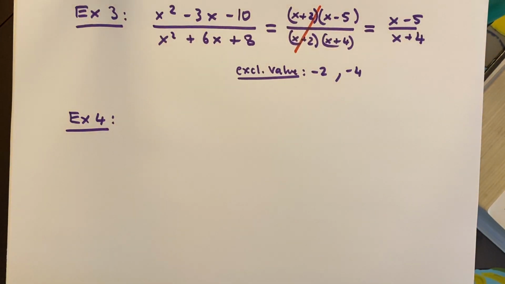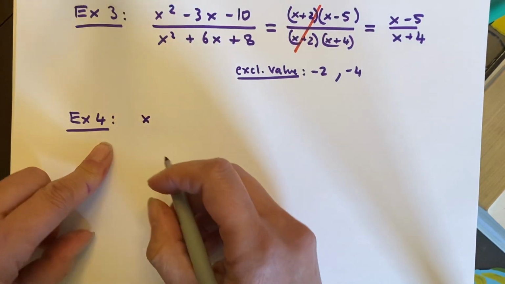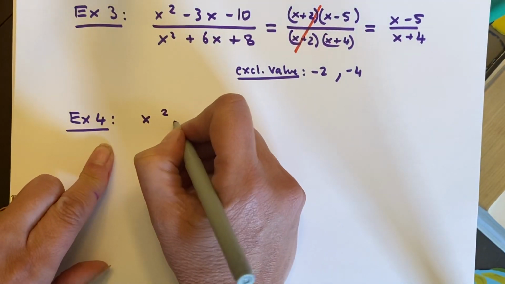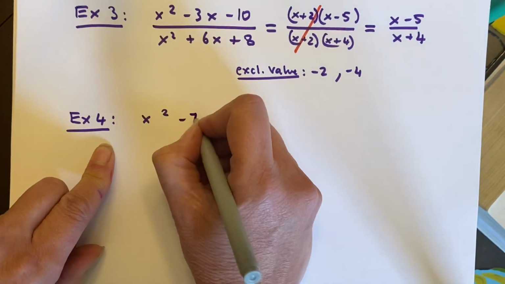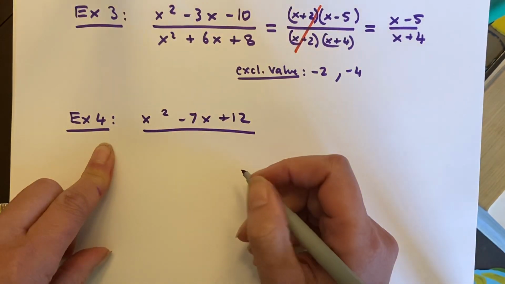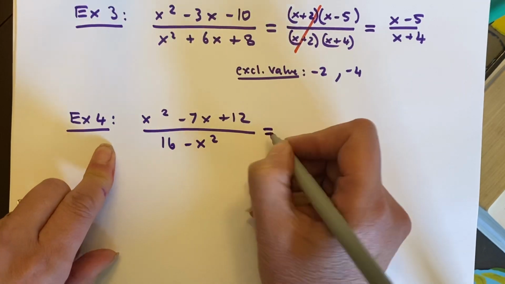And I'll go ahead and practice below in a minute, but I'm going to do just a different version of this. In example 4, which is very similar. You'll see what the difference is in just a second. In the numerator, I have x squared minus 7x plus 12. And in the denominator, I have 16 minus x squared.